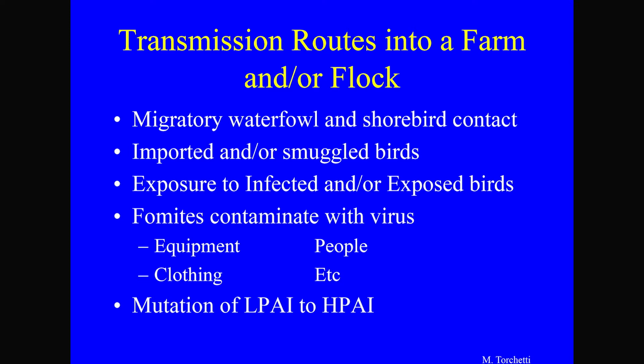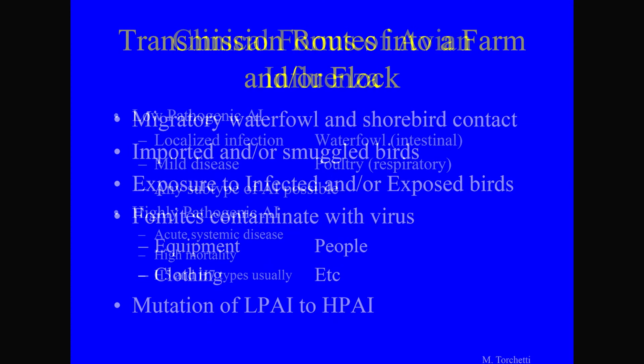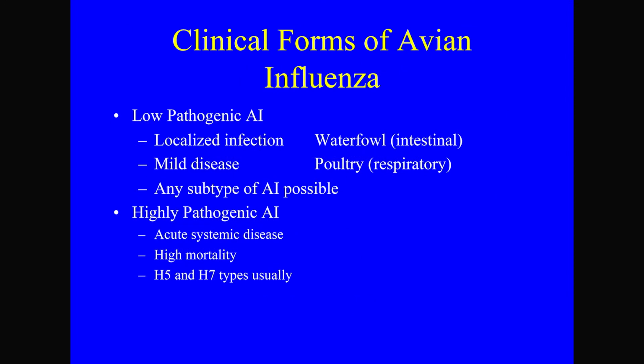What can happen is basically from the waterfowl we can have birds on a poultry farm that become infected with low pathogenic avian influenza. This mutates into high pathogenic avian influenza. This high pathogenic and possibly even the low pathogenic as well, or in addition to it, could be spread to other farms. Now let's talk about some of the clinical forms of avian influenza.